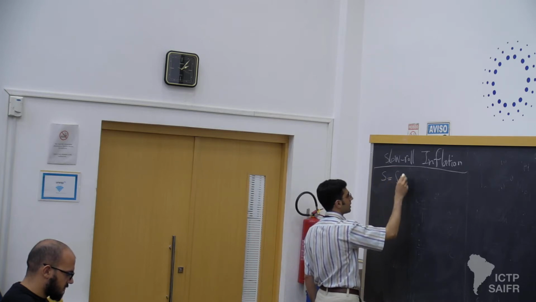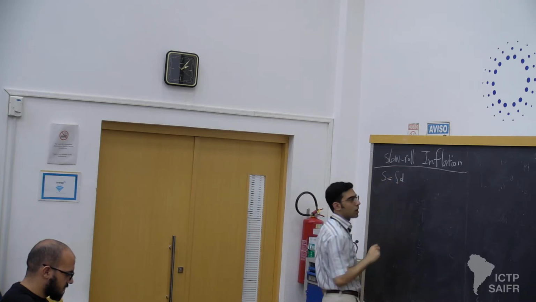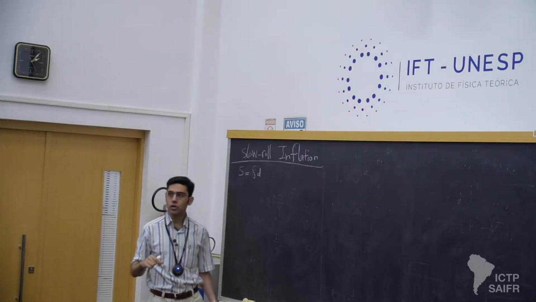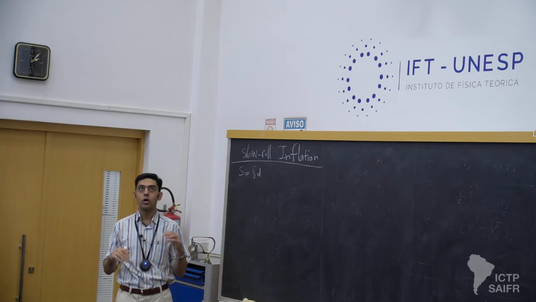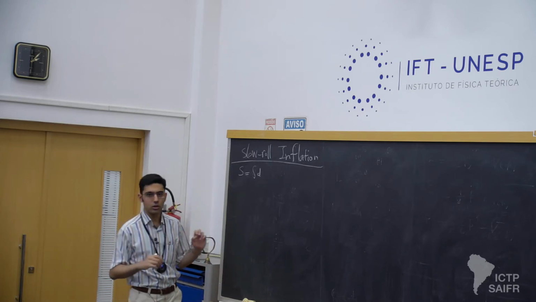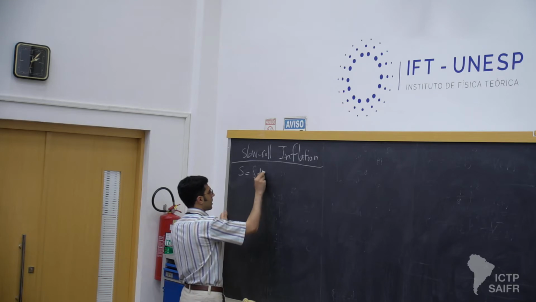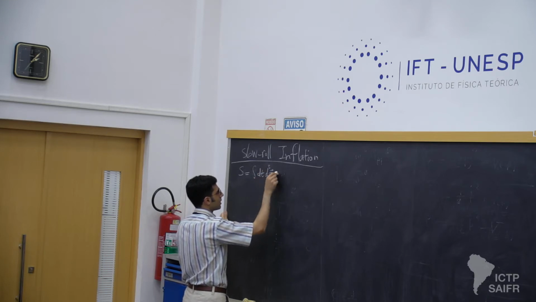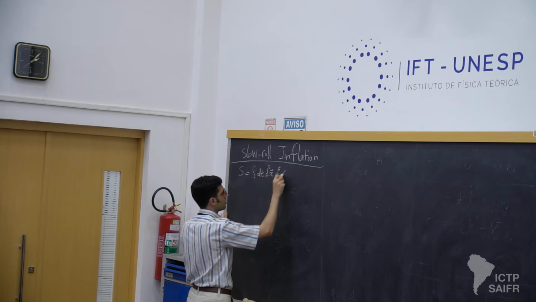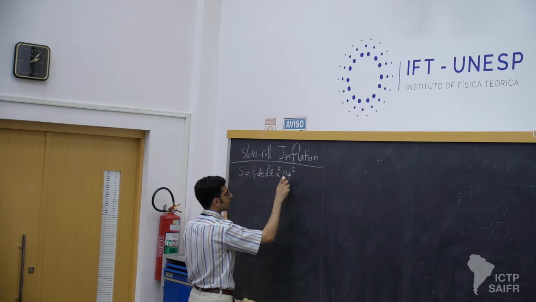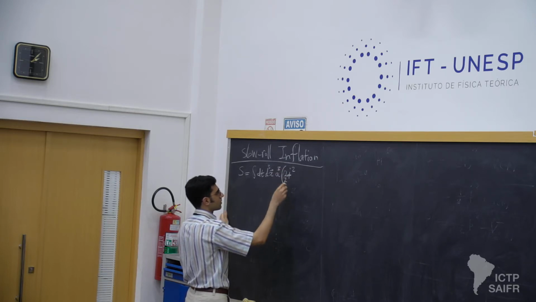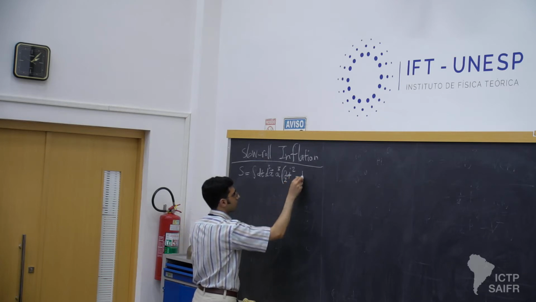So we write the action. Let me write the action just for only time-dependent, spatially homogeneous field. So I do the decomposition here. d^3x, there will be a factor of a cubed, phi dot squared, the factor of 1/2, minus V of phi.